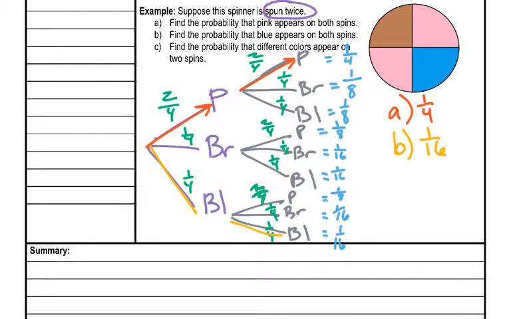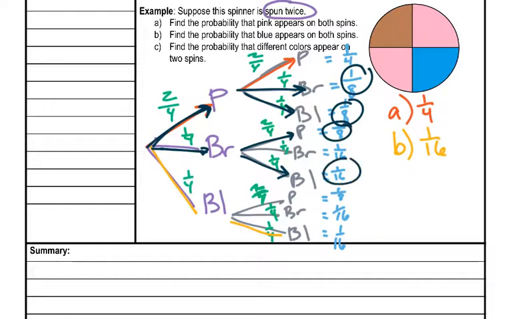The last one says, find the probability that 2 different colors appear on 2 spins. There's a couple ways this could happen. We could go pink and brown, or pink and blue. So both of these could work. We could go brown and blue, or brown and pink. We could go blue and pink, or blue and brown. So we've got all of these options. Really, it's everything but pink, pink, brown, brown, blue, blue.